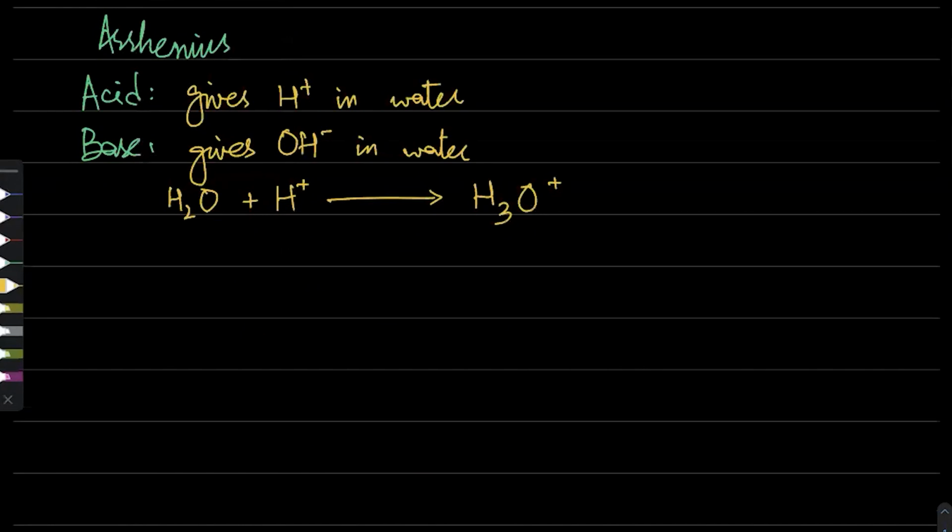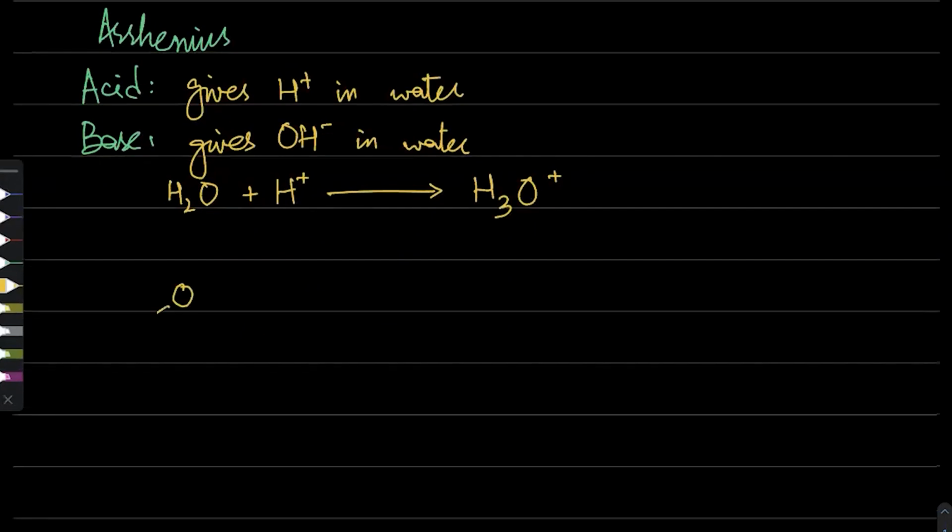If I were to draw its structure, this is what it will look like. So oxygen joined with hydrogen like that. This is water. And I've gotten H positive, and H positive is just one hydrogen ion. It has no electrons of its own, just a proton moving around. And now this proton comes in and makes a dative bond with water.